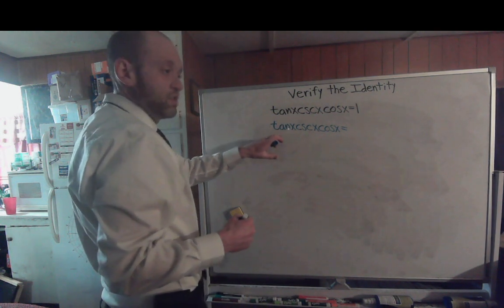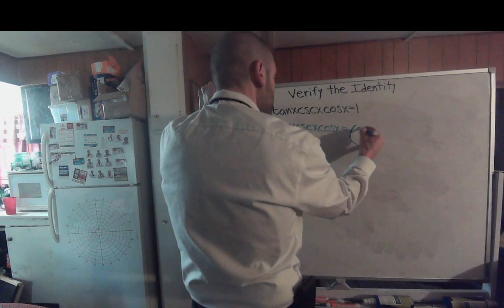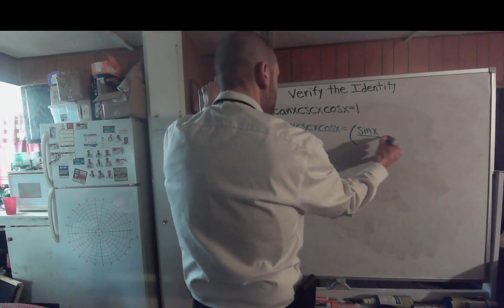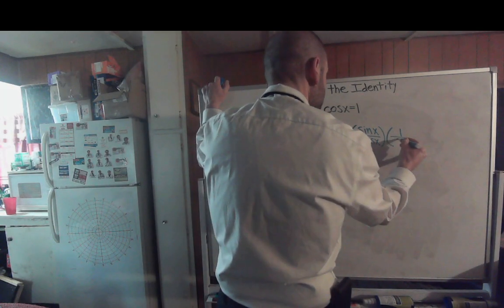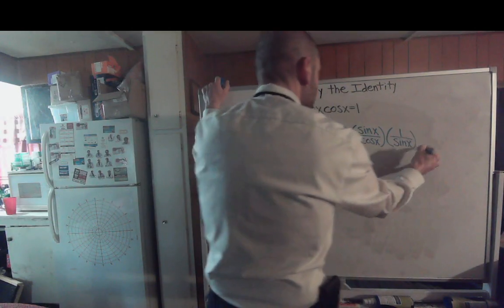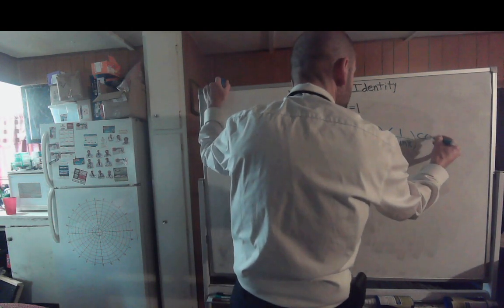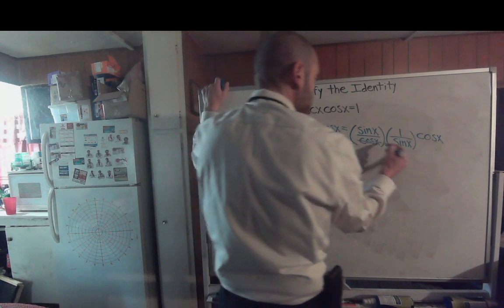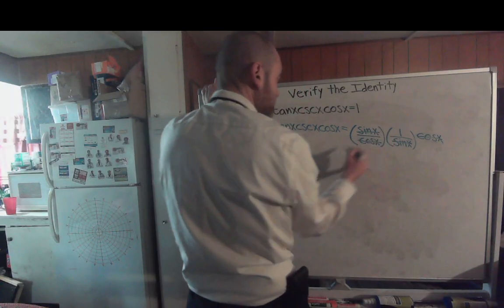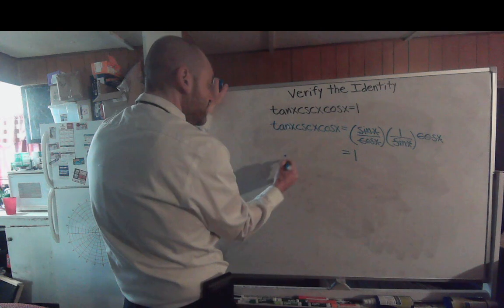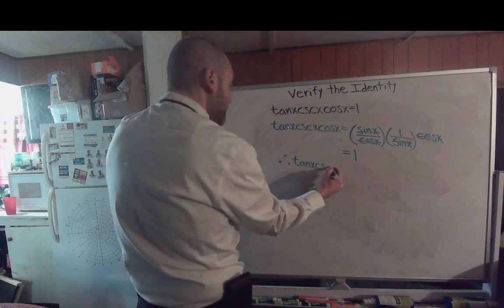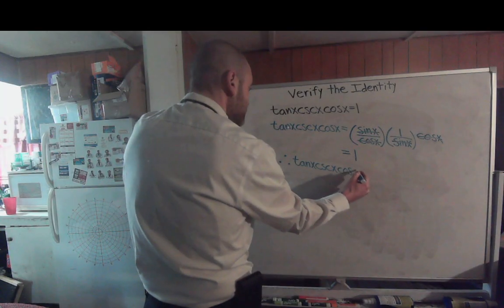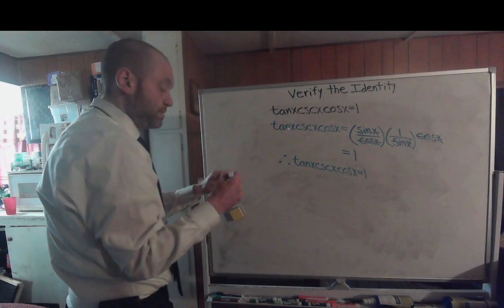Tangent of x, cosecant of x, cosine of x equals, now let's simplify the left-hand side. So what is the tangent of x? Well, that's the sine of x divided by the cosine of x, right? Now, what is the cosecant of x? That's 1 over the sine of x. And then, of course, you just have times the cosine of x. And notice here, your cosines will cancel out, and so will your sines. So they equal 1. Therefore, the tangent of x, cosecant of x, cosine of x is equal to 1.